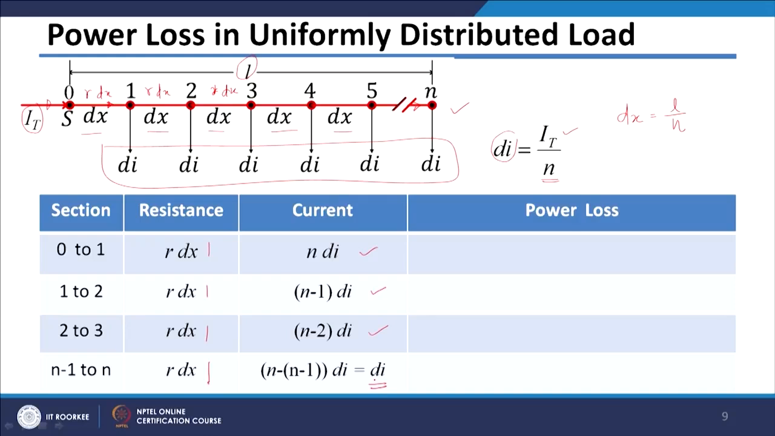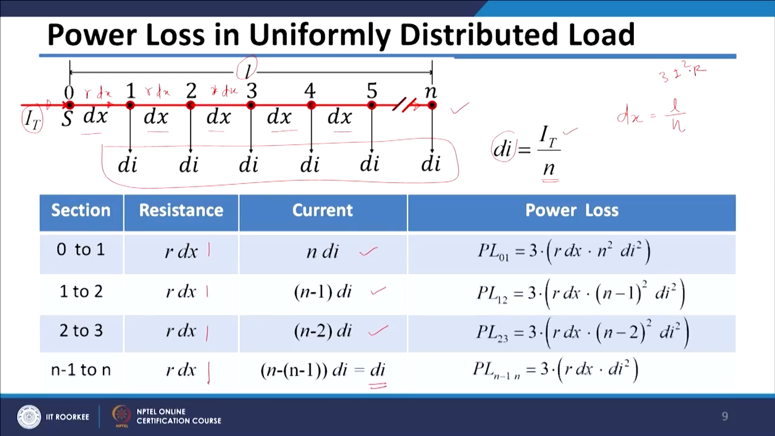And we know that power loss is nothing but 3 I square R. So, the power loss in section number 1 will be 3 multiplied by resistance, in this case R dx, and current is n dI. We want the I square term, so in that case it will be n square into dI square. In the second section, resistance is the same R dx, but current is decreasing by dI, so it will be n minus 1 square multiplied by dI square.